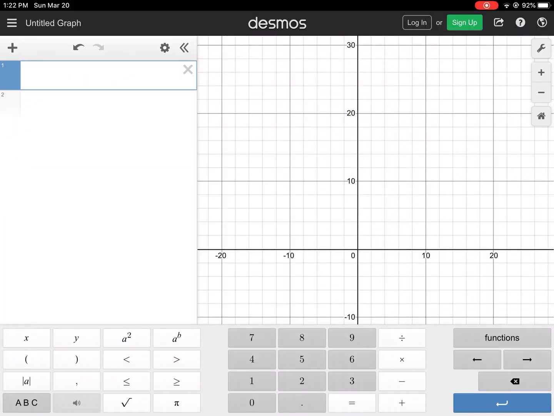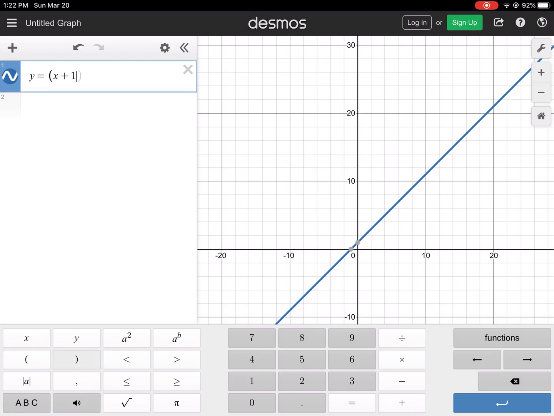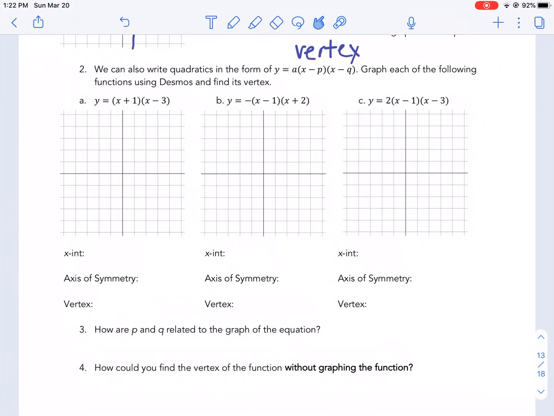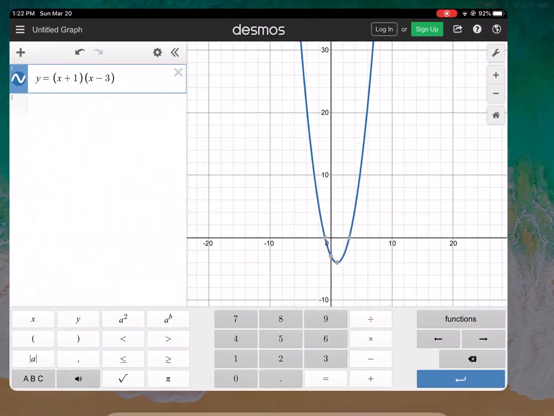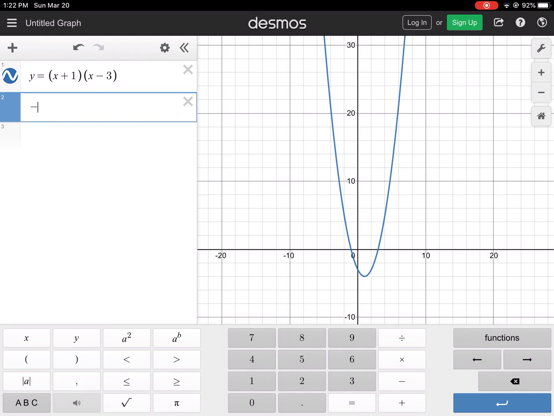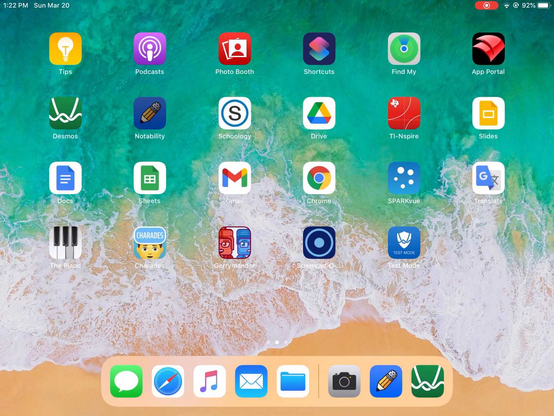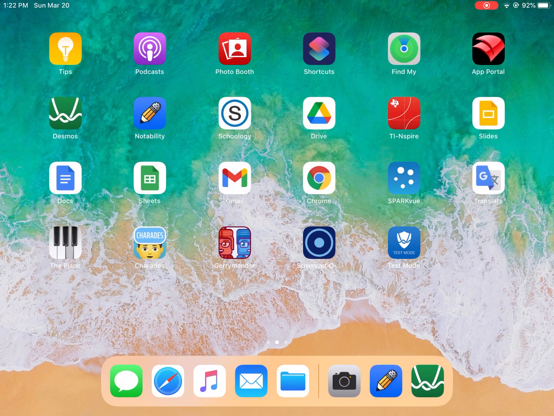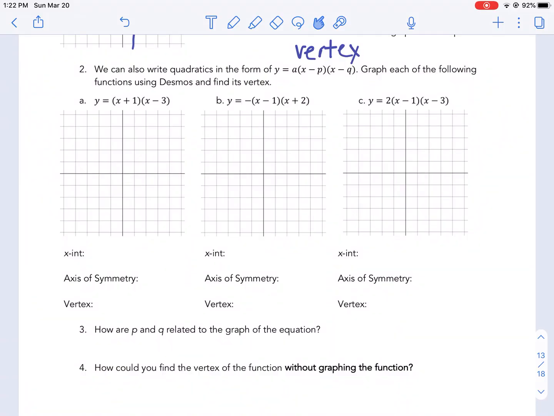All right, so I'm going to get these all graphed here. y = (x + 1)(x - 3). Is that the first one? Then y = -(x - 1)(x + 2). And then the third one, we have y = (2x - 1)(x - 3).